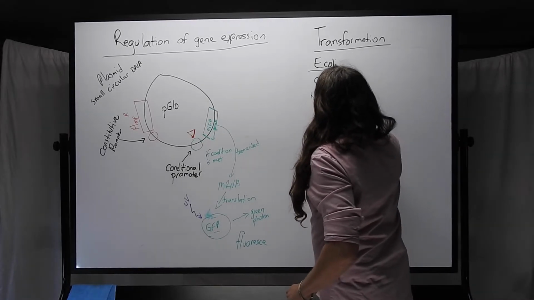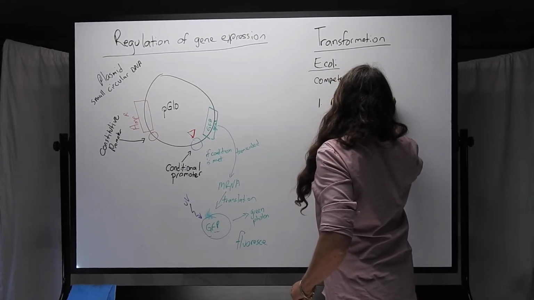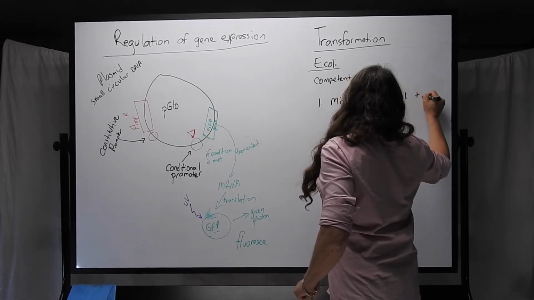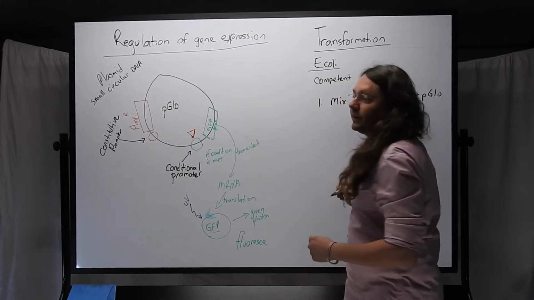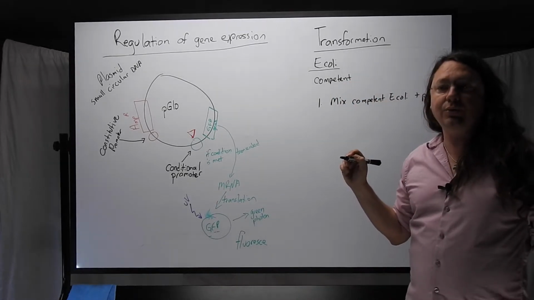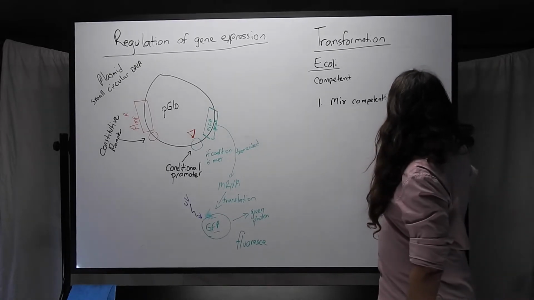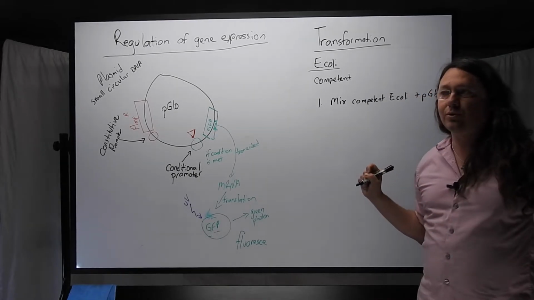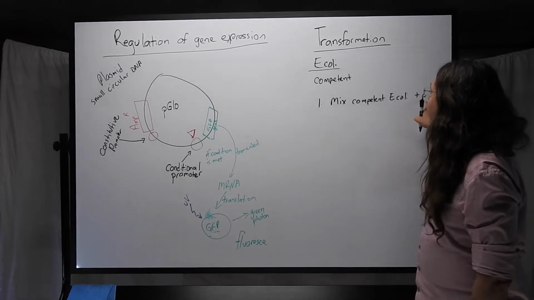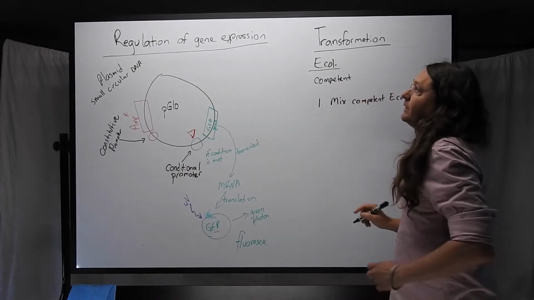So the first step is to mix the competent E. coli with pGlow. Okay? And in your experiment, each student is going to use a different volume of DNA. That means a different amount of DNA, so that we can also look at the mechanics of the transformation itself, in addition to studying the regulation of gene expression.